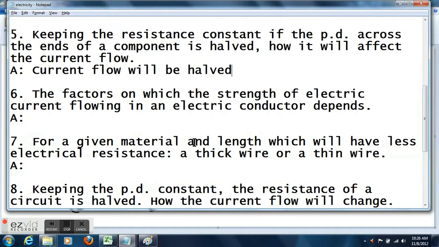Next question. The factors on which the strength of electric current flowing in an electrical conductor depends. First factor is resistance. Strength of electric current will depend on resistance and will also depend on potential difference.